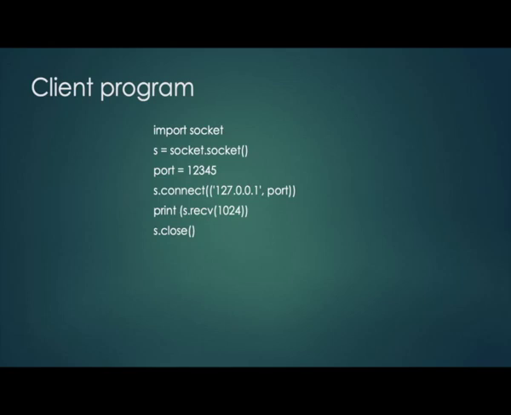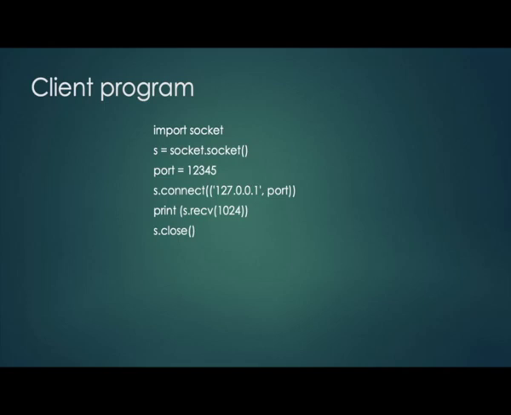So, once the connection is established, the client program is now ready to receive in terms of 1024 bytes. This can be done with the help of calling the receive method, s.recv of 1024. Once the process is completed, the client program must close its socket object by calling the close method.